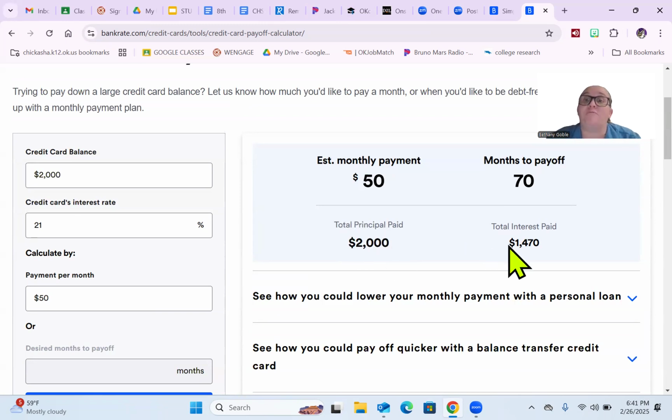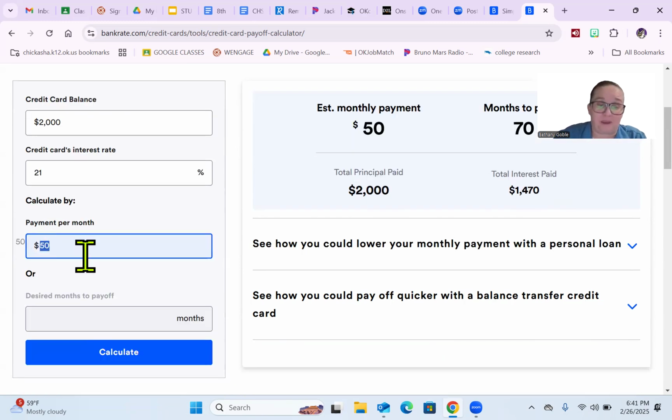I also paid an extra $1,470. You say, what's that for? I paid the credit card company for letting me borrow their money. So that $2,000 I borrowed, I literally almost doubled it, giving it back to them, right? That's why it's so important. If I'm like, man, I got to do it, I got to use credit.